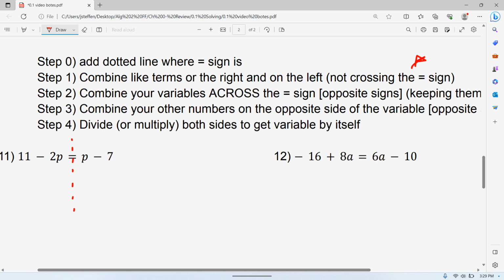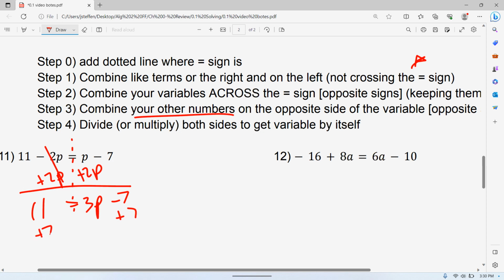Step 2, combine your variables across the equal sign. Again, there are different ways you can do this, but I'm going to combine my variables. Now you do not have to do it this way, but I think it's nice to keep it positive. So the reason I added 2p to both sides is because now we have 3p minus 7. If you subtracted p from both sides, that's fine. You just end up with negative 3p, and you'll have to deal with that a little bit later. So I like to keep it positive. Combine your numbers. Numbers are the 7s. So it's the opposite. So that's 18.